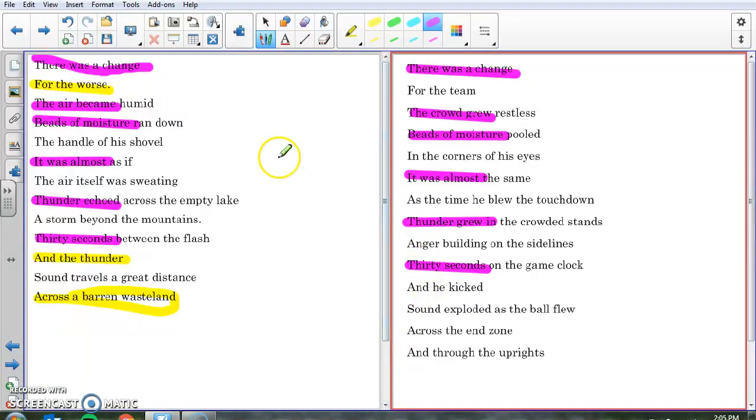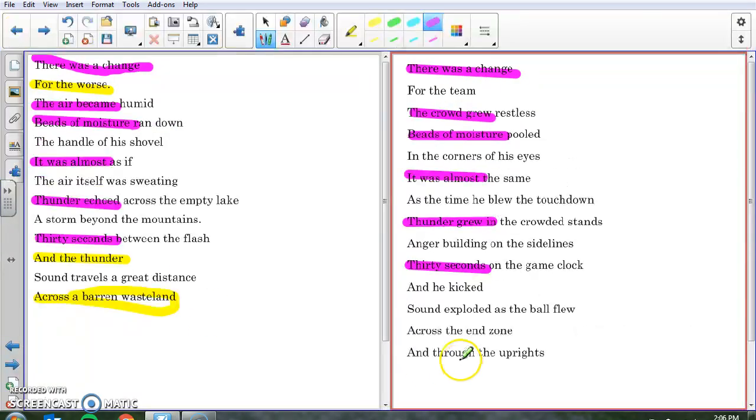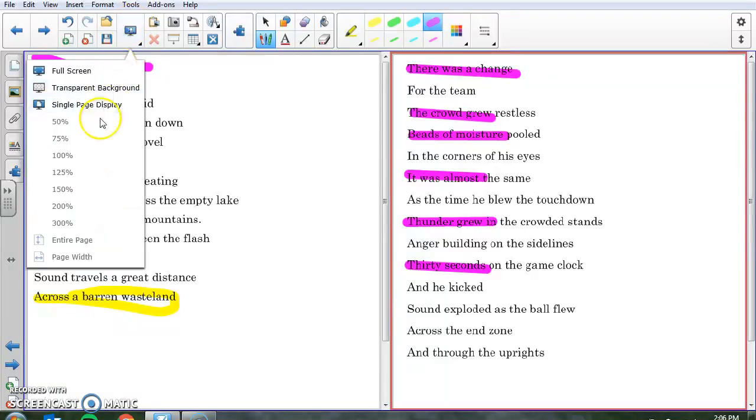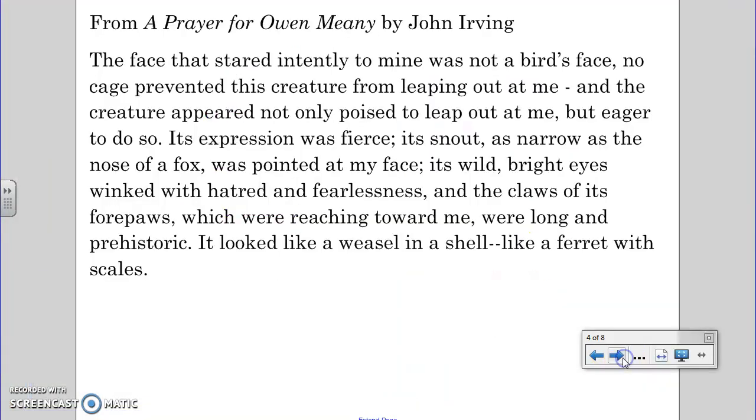And you can see how you can take this poem over here that's about Stanley in the desert, shoveling and being very warm, and making a poem about football based off of that. So I'm going to show you another section from a different book. And this is one that I've created myself. This is from the book A Prayer for Owen Meany by John Irving. And I'll read the section for you.